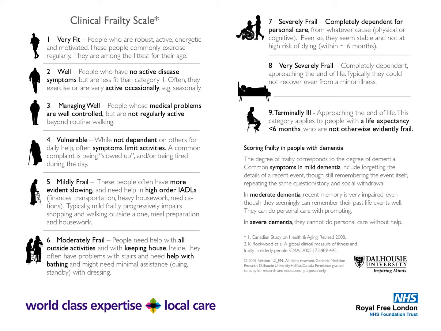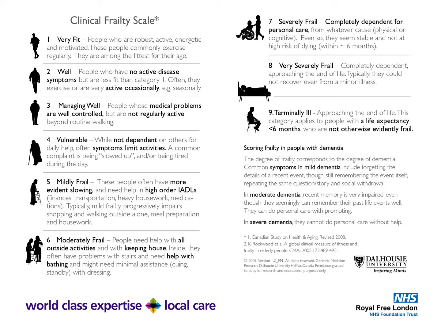Then you start to get to mildly frail, so these are people that often have evidence of slowing and need help in higher order activities of daily living. So, for example, finances, budgeting, transport, heavy housework, managing medications, and so on. Typically, mild frailty progressively impairs shopping and walking outside alone, meal preparation and housework, through to terminally ill, where patients are approaching the end of life. This category applies to people with a life expectancy of less than 6 months who are not otherwise evidently frail.